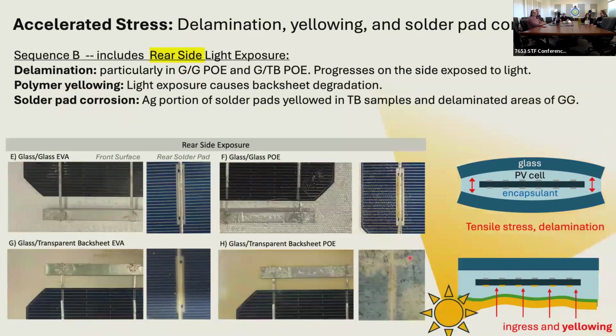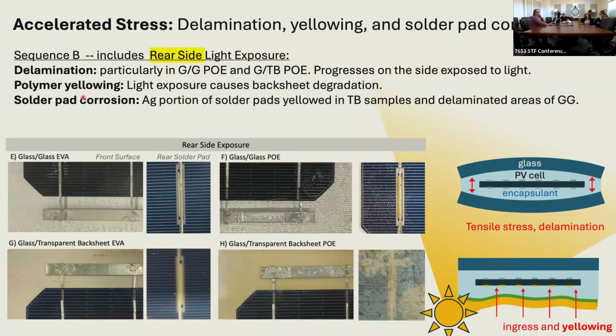For rear side light exposure, again, we saw delamination that was particularly bad in the glass POE or glass transparent backsheet POE samples, and that delamination progresses on the side that was exposed to light. So here you see that texture of the glass surface is kind of going behind the cell, and when we look at the back side of the mini module, that's the side that's delaminating for these glass POE samples. And then pretty significant delamination here for the glass transparent backsheet POE samples as well.